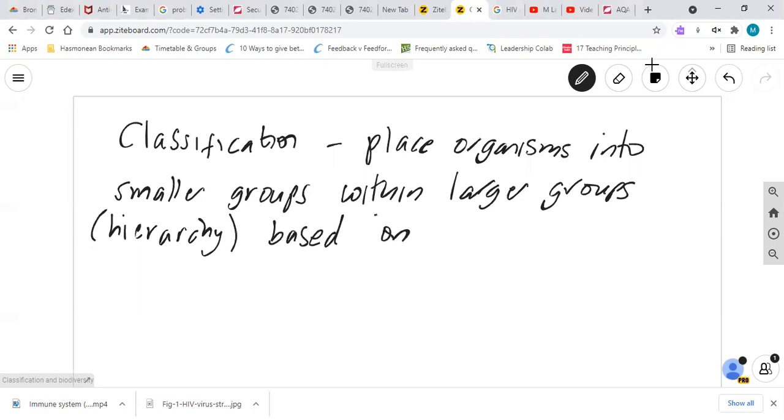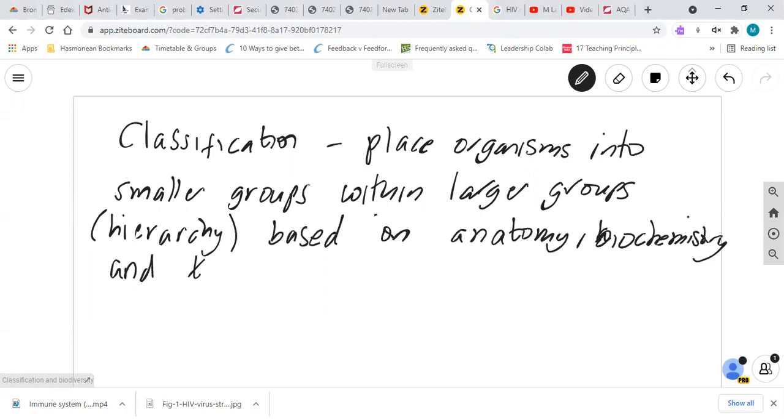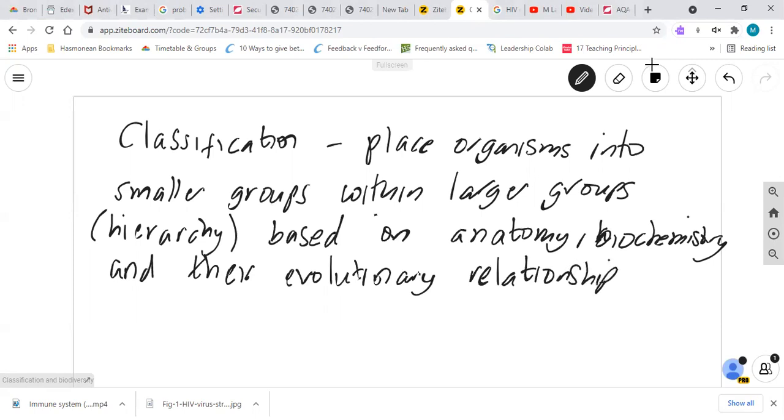We place organisms into smaller groups within larger groups based on two things. We base them on their characteristics, so things like their anatomy and biochemistry, and their evolutionary relationships. So we don't just put all organisms which have wings into a group. You don't put your butterflies in with your birds, because you're also looking at the evolutionary relationship. So it's a combination of the two.